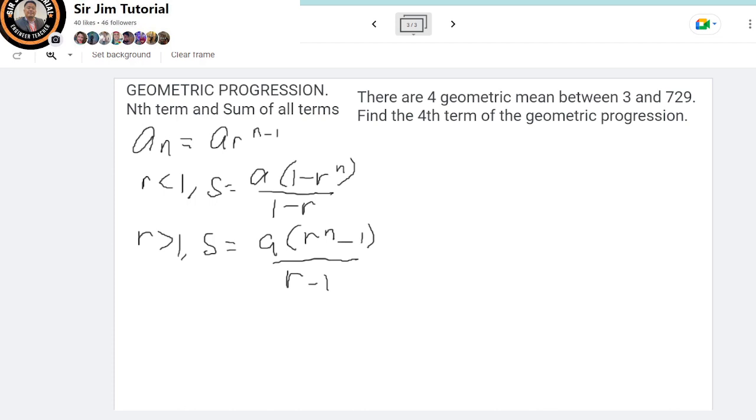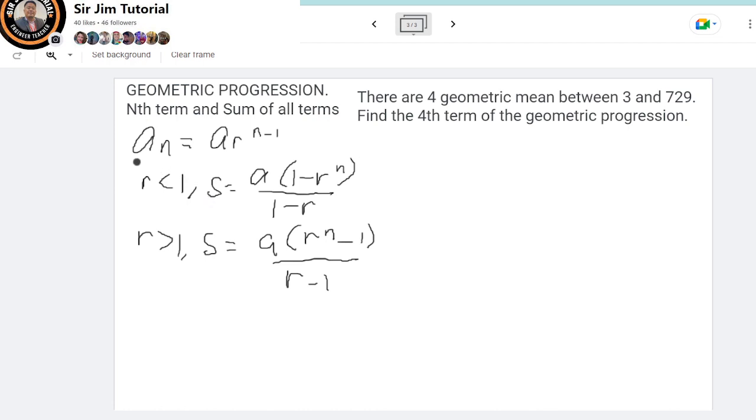Our topic for today is geometric progression, which we are going to be discussing more on the nth term and the sum of all terms in a geometric progression. So for example here, we have four geometric means between 3 and 729, and we are asked to find the fourth term of the geometric progression.